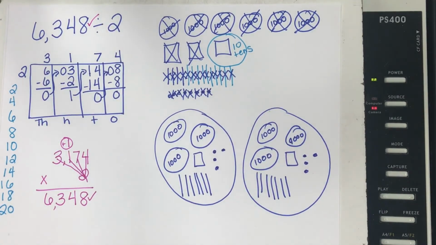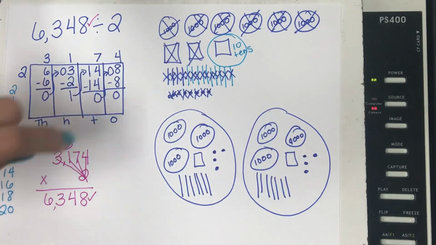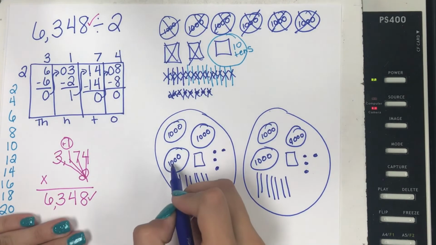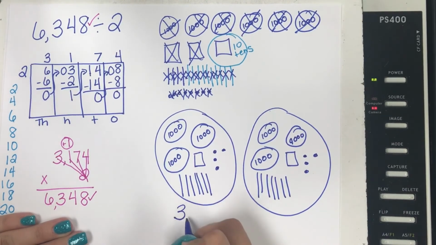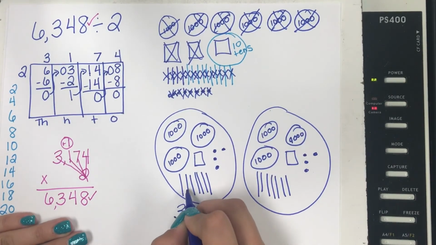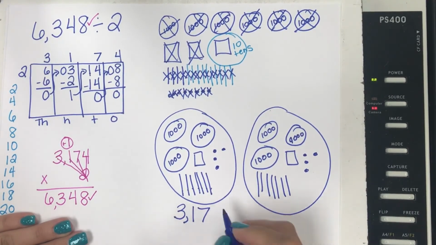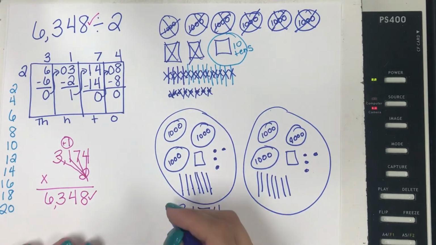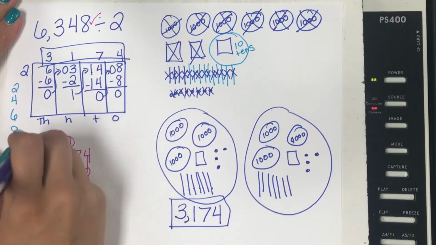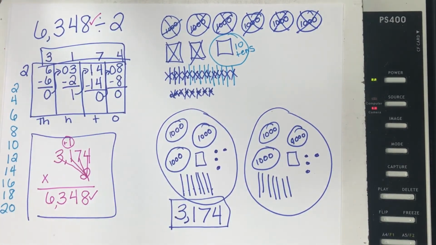Now, something I do want to point out to you. If you are not careful with this picture, it's very easy to be mistaken. How many thousands were there? 3. How many hundreds? How many tens? 7. How many ones? Beautiful. Did I get the same answer both times? Did I even check it with multiplication? I'm super sure that my answer is right. Good.